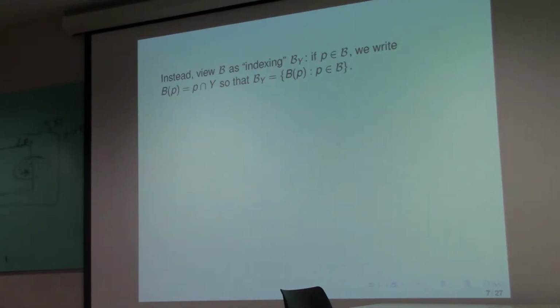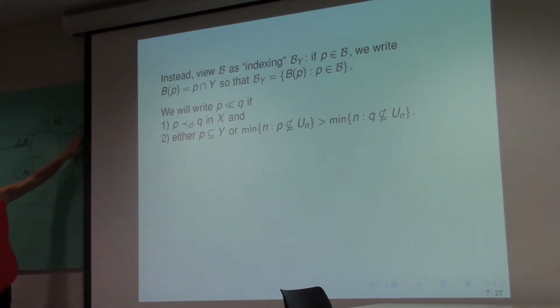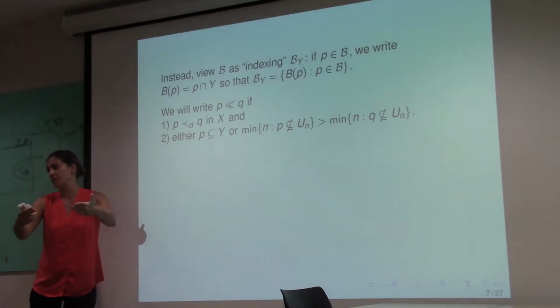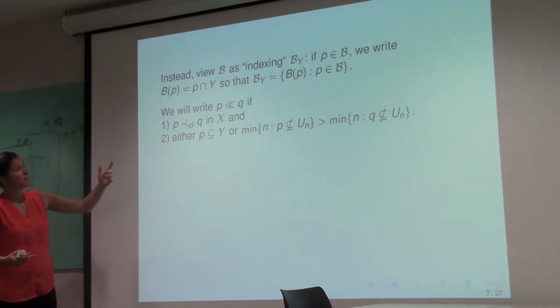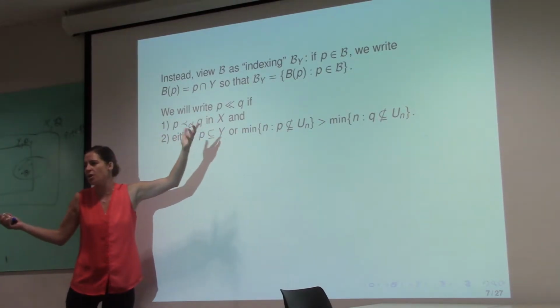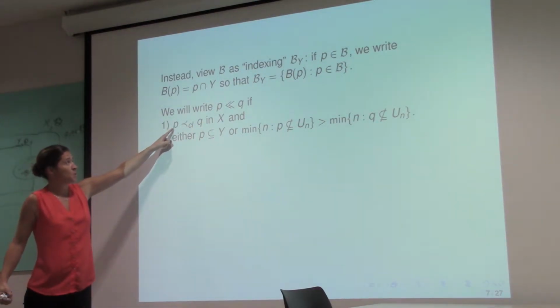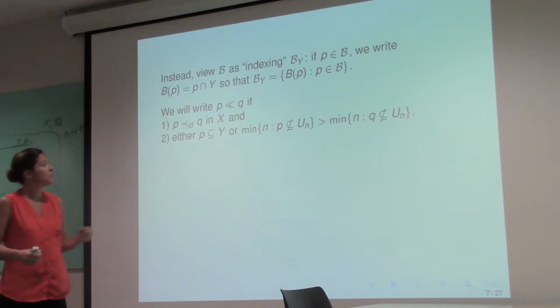Okay, and then what I'll do is I'll define a relation on B, which is now serving as an index set, and it's going to include the original closure relation on B. So I'm going to declare P way below Q, borrowing some language from domain theory, if the closure of P is inside Q.